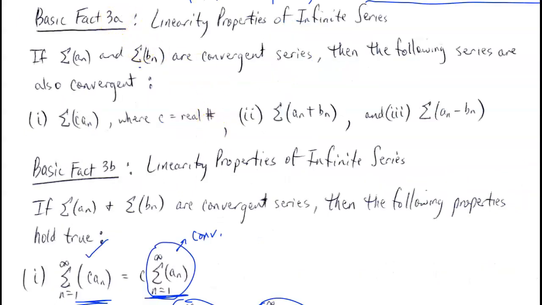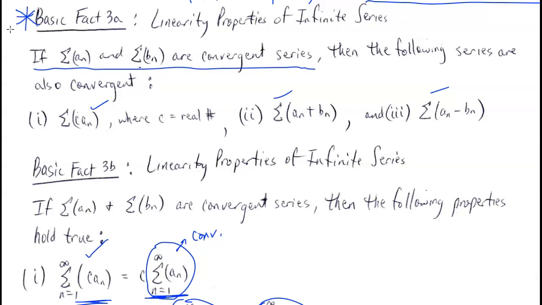So if we look back here at basic fact number 3, and 3a in particular, notice that the first thing it says here is that if we know that both of those separate series are convergent series, then we can say the following 3 things. Meaning that these particular series will also be convergent. The fact that what we're actually dealing with is a situation where one of the corresponding series would actually be divergent, that automatically rules out us being able to use basic fact number 3.